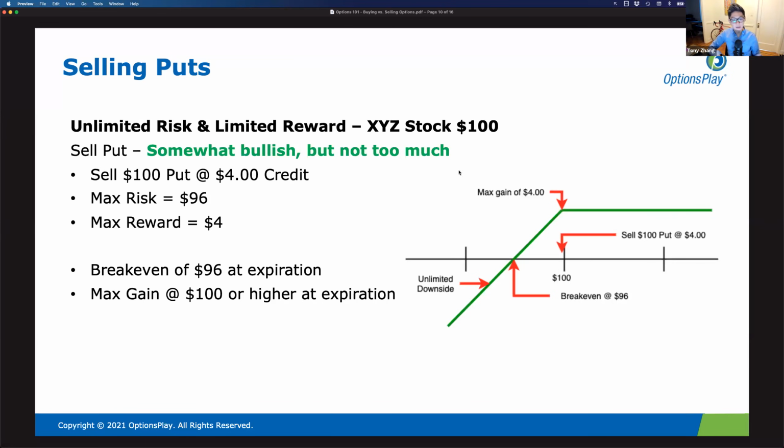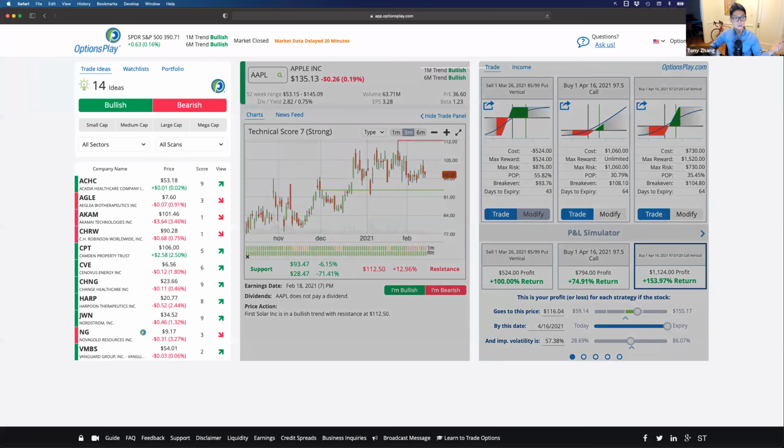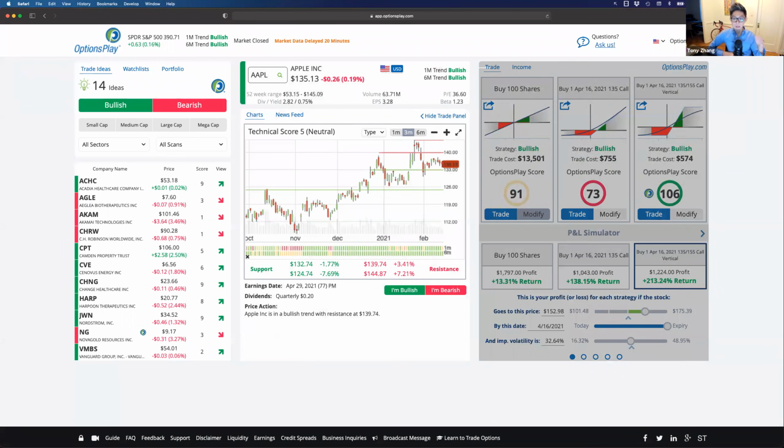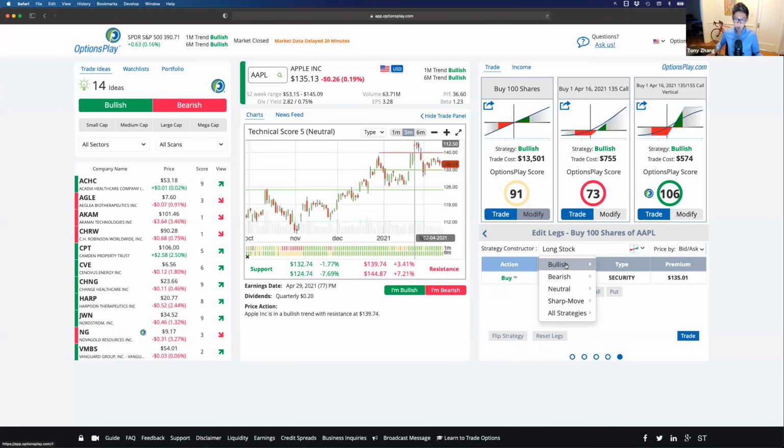Okay, so let's take a look at a real example. I think that's the best way, in my opinion, to take a look. We'll just use Apple as an example. I always like to use big cap names that we're all familiar with. Let's just look at buying an April call versus selling an April put, for argument's sake.